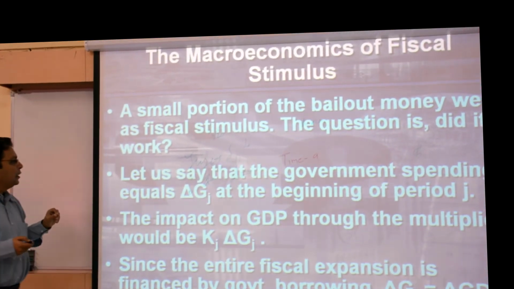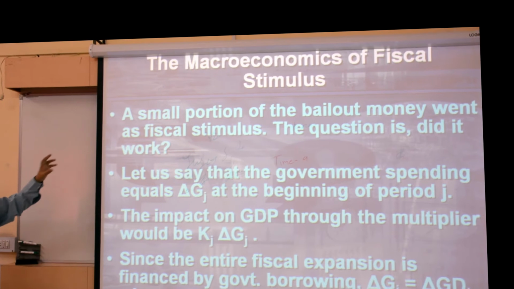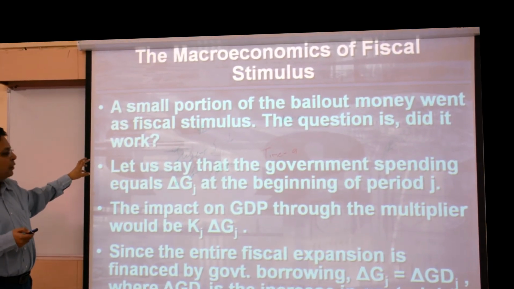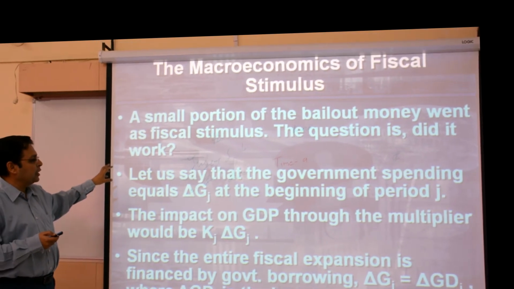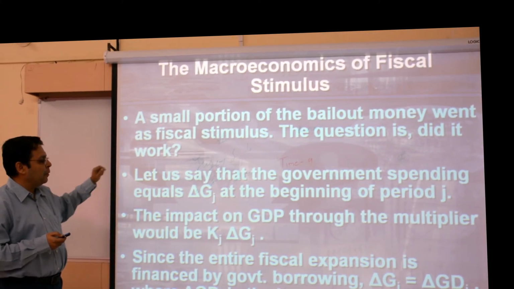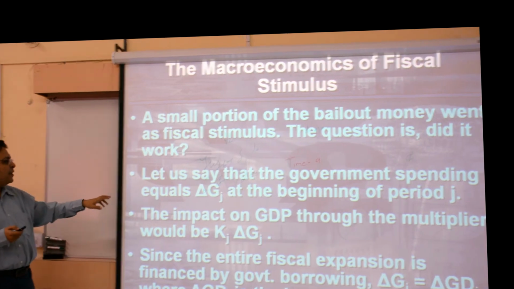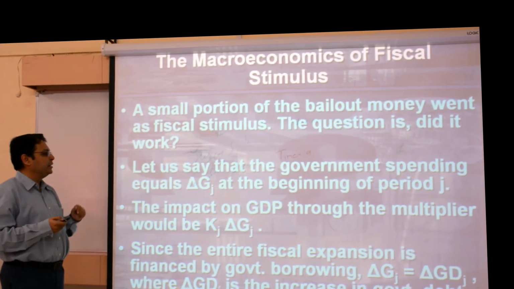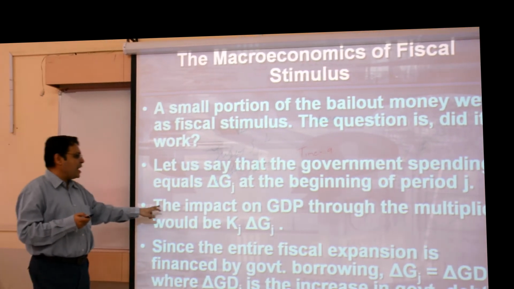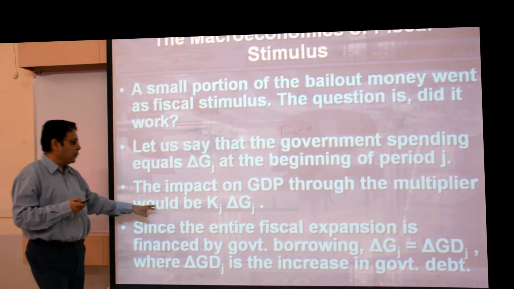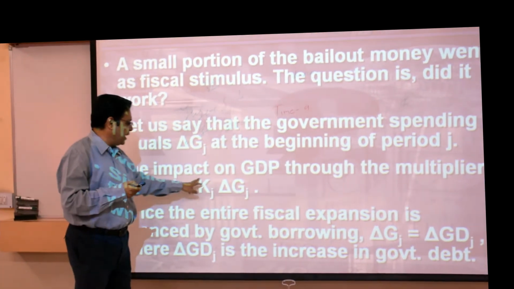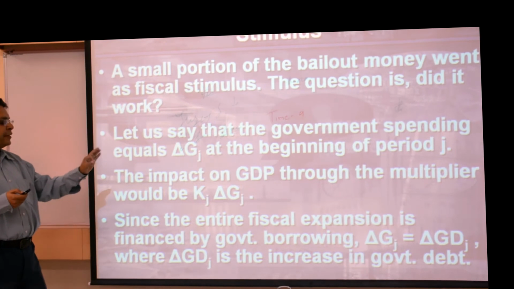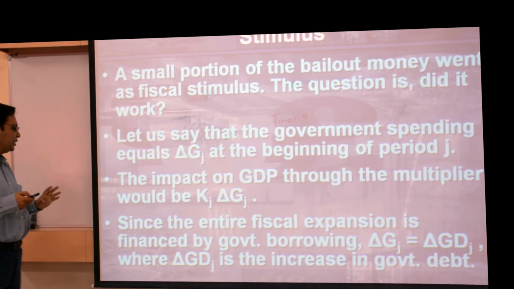In order to do that, we have applied the Keynesian tools, the Keynesian tool of consumption function and the Keynesian tool of multiplier. So let us say that the government spending equals delta G at the beginning of the period J. Now the impact on GDP through the multiplier would be Kj times delta G, where Kj is the multiplier. So multiplier times whatever is the spending is the impact on GDP.